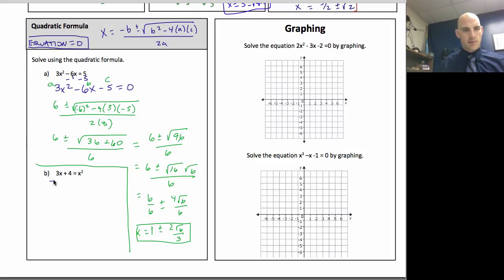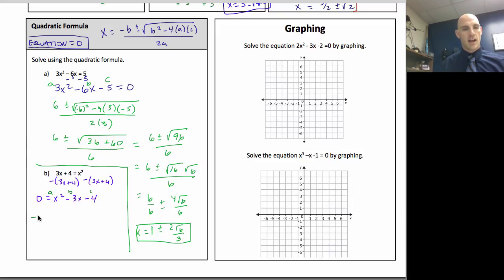All right, so what I'm going to do is move all this stuff to this side. So I'm going to subtract 3x plus 4 because I want it equal to 0 and I want to keep the lead coefficient of 1. So I'm going to have 0 equals x squared minus 3x minus 4. And so here's my a, it's 1, b is negative 3, c is negative 4.